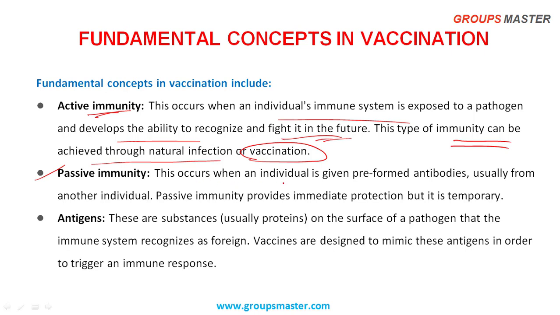Now passive immunity. This occurs when an individual is given pre-formed antibodies usually from another individual. Passive immunity provides immediate protection but it is temporary.